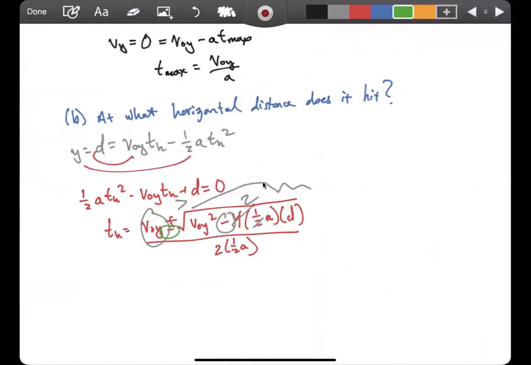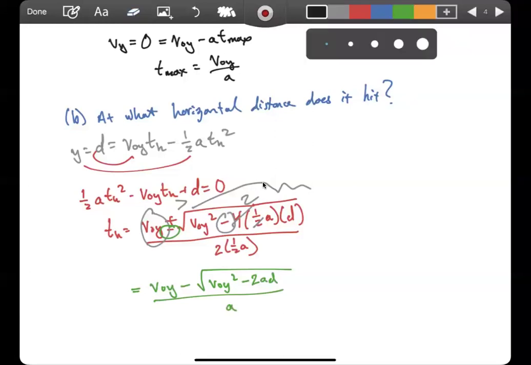So that means our t hit, that in green, is going to be equal to the initial velocity minus the square root of the initial velocity in the y direction squared minus 2 times the acceleration times the distance d, all divided by the acceleration. So then we can say, well, x hit is going to be the same thing as the initial velocity in the x times t hit.